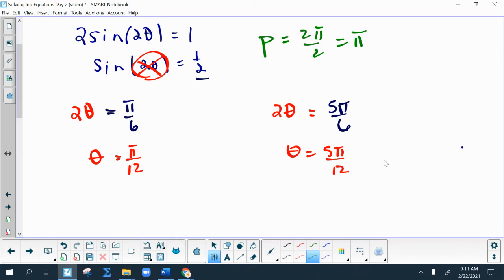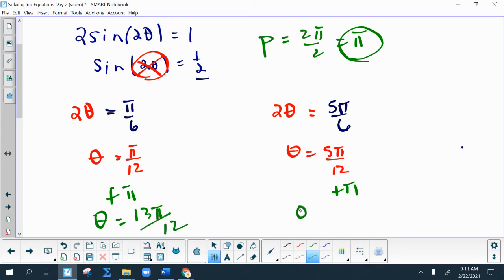Here are the first 2. To get the next 2, you're just going to add this period onto your answers. So we're going to add pi here, and we're going to add pi here. We're adding 12 pi over 12 on, so the next answer is 13 pi over 12. And the next answer on this side will be 12 pi over 12 plus 5 pi over 12, which is 17 pi over 12. So there are 4 answers.